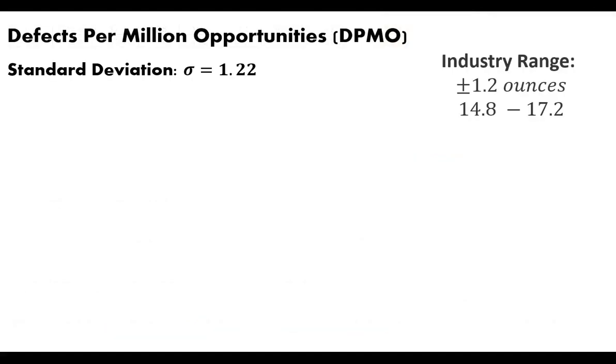Now what we had found was that the industry range was between 14.8 and 17.2 ounces. So even though we were hitting close to the target, 16.26 or 16.23, our range was just too wide. We were clearly outside of 14.8 and 17.2. We were at 14 to 18, so we were outside of that range. So our standard deviation was obviously too high.